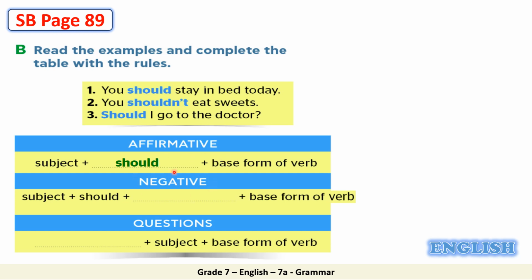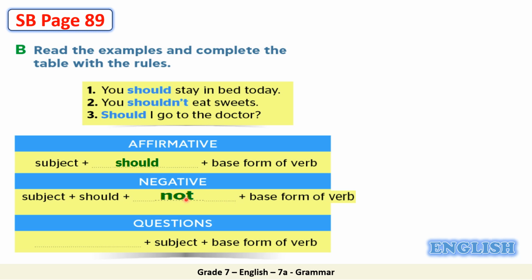In the negative form, you note that the subject is followed by should, and should is followed by not. And again, shouldn't is followed by the base form of the verb. Let's study the second example again. 2. You shouldn't eat sweets. Note that the subject is followed by shouldn't, the negative form of should, and shouldn't is followed by the base form of the verb eat. Let's move on and complete the table with the rules.